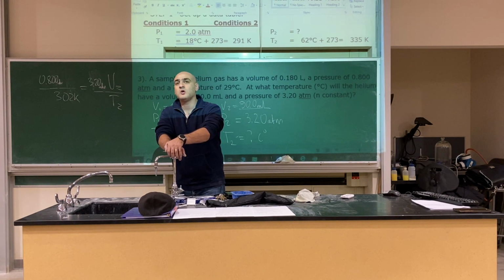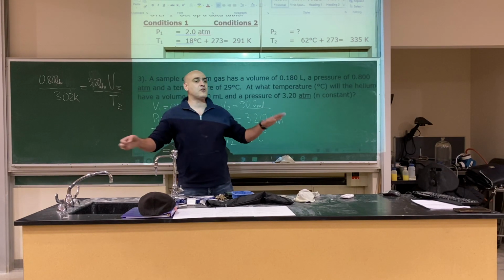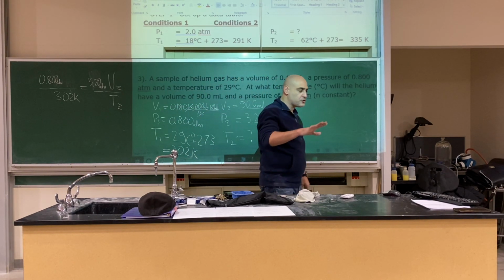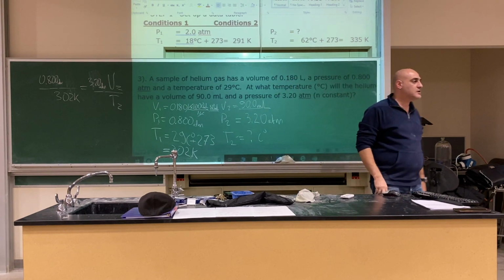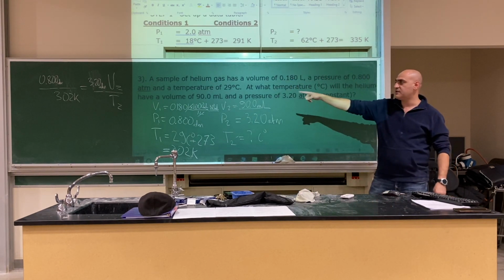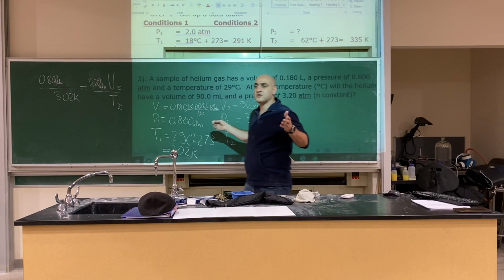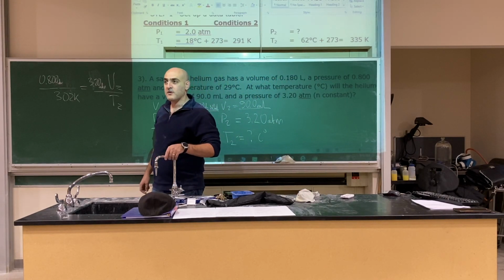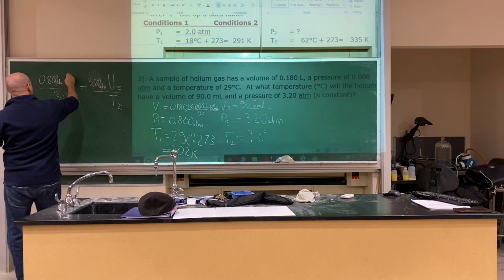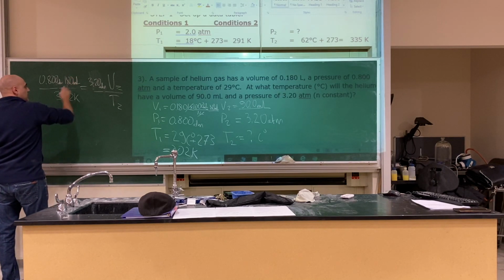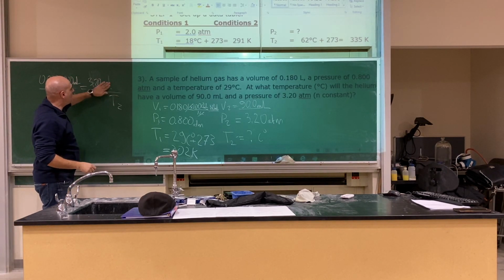If we use PV equals nRT, then I would have been forced to keep my volume in units of what, guys? Liters. If you use PV equals nRT, then I would have been forced to keep my volume in units of liters. But if you're using the conditional equation, as long as they're consistent, you're good enough. And so this is going to be 180 milliliters, guys, and this guy is going to be 90.